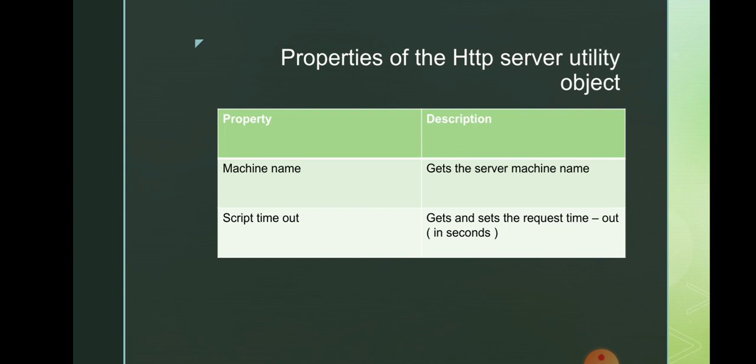First property is the machine name. It gets the server machine name. Script timeout. It helps to get and set the request timeout.